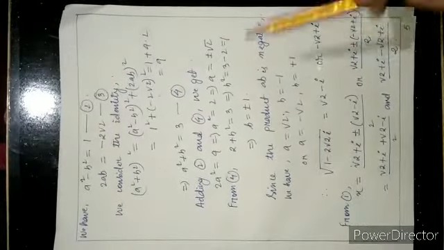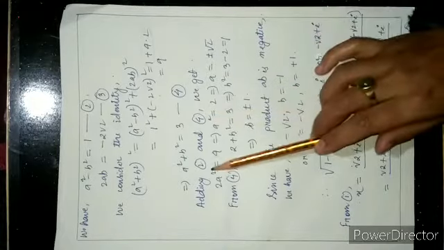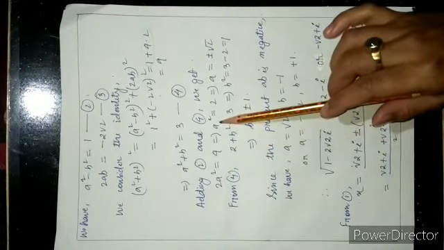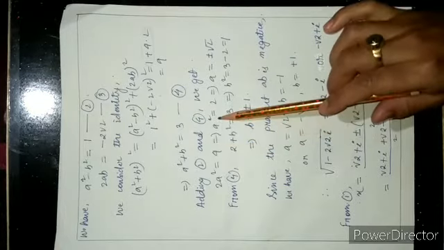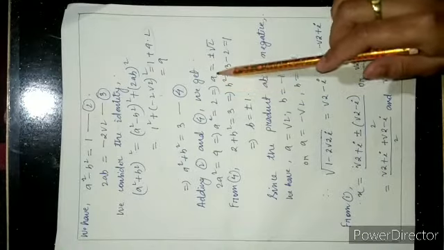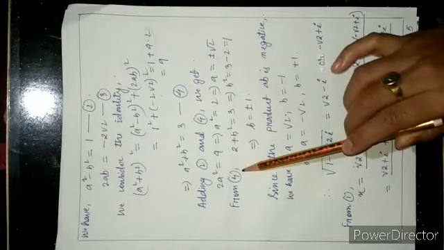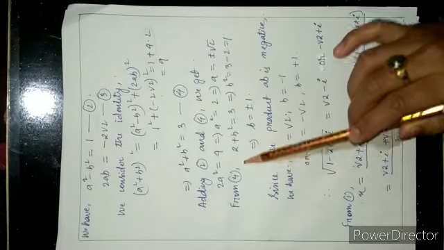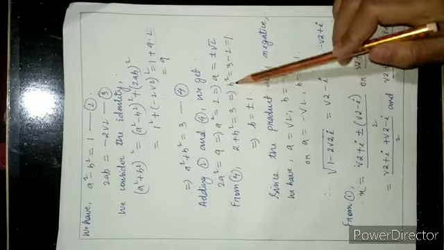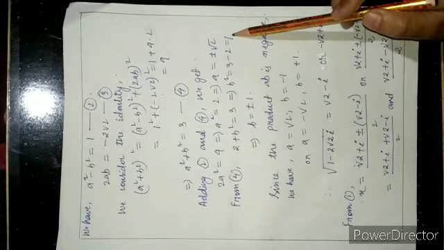By using equation number 2 and equation number 4, we need to find the values of a and b. First, adding equation number 2 and 4, we get 2 times of a square, and 1 plus 3 is equal to 4 implies dividing both sides by 2, a square is equal to plus 2, which implies that a is equal to plus minus root over 2. From equation number 4, 2 plus b square is equal to 3 implies b square is equal to 3 minus 2, which is 1.